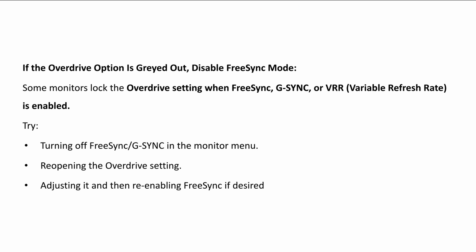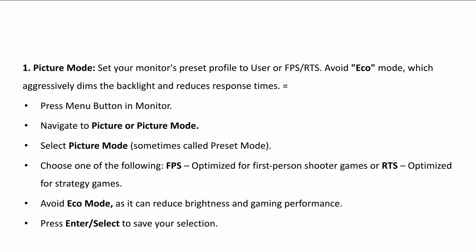If the overdrive option is grayed out, disable FreeSync mode. Some monitors lock the overdrive setting when FreeSync, G-Sync or VRR is enabled. Try turning off FreeSync or G-Sync in the monitor menu, reopening the overdrive setting, adjusting it, and then re-enabling FreeSync if desired.